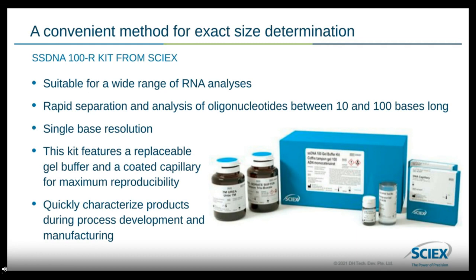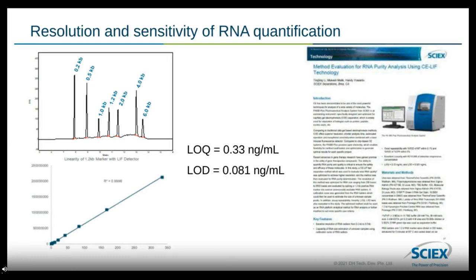And while this kit, out of the box, is really designed for rapid and reproducible separation between 10 and 100 bases, by simply diluting the sieving gel, you can get a much greater sieving range for your analyte that needs to be characterized. So it's really customizable to the size you're looking to monitor. And we have another solution that isn't currently a kit, but it's really optimized to separate up to about 5,000 or 6,000 bases. And in both cases, we have great sensitivity.